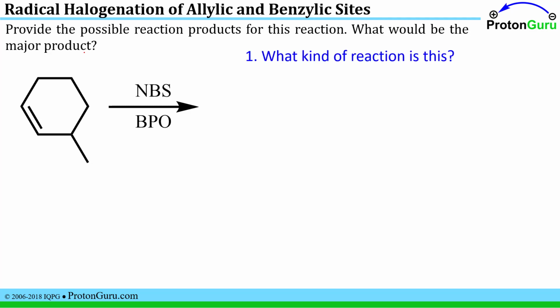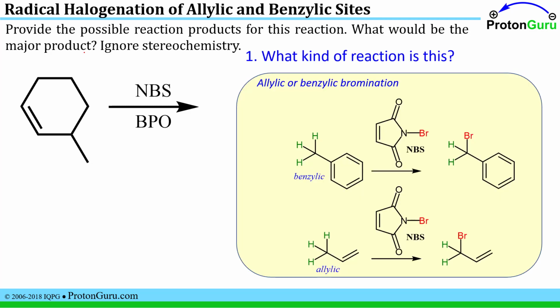First we have to ask ourselves, what type of reaction is this? And hopefully when you see NBS, you note this is N-bromosuccinimide, which has this particular structure, and this reagent is used to provide the bromine to replace a hydrogen. The hydrogens it can replace have to be at a benzylic site, meaning a carbon that's directly attached to a benzene ring, or an allylic site, which means a carbon that is directly adjacent to the alkene carbon. The net reaction is that the bromine replaces one of the hydrogens.